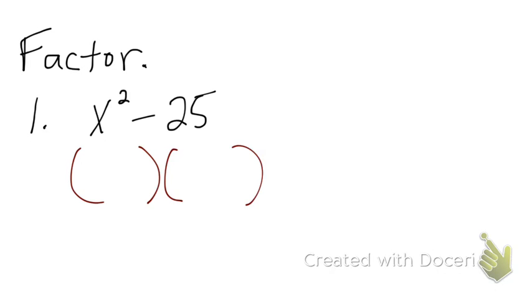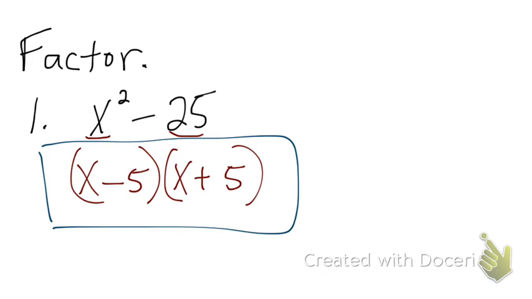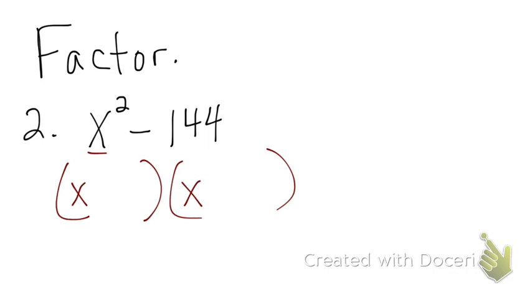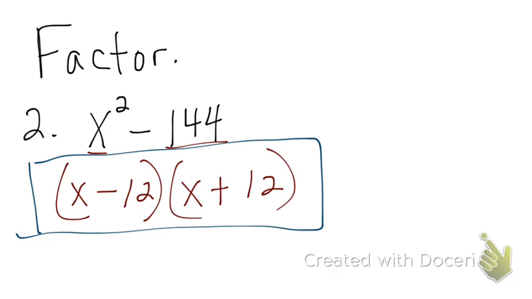So we know we're going to have two binomials, and we need to find something times itself that's x squared, and of course that's x. Something times itself that's 25, and that would be 5. 1 minus and 1 plus. Let's move on to the next one. Here we have another difference of squares. 144 is 12 squared. So it's going to be x times x gives us the x squared. 12 times 12 gives us the 144. 1's minus and 1's plus. Remember again, when you factor a difference of squares, you're going to get the exact same terms, x and 12 in this case, and the signs will be opposite.